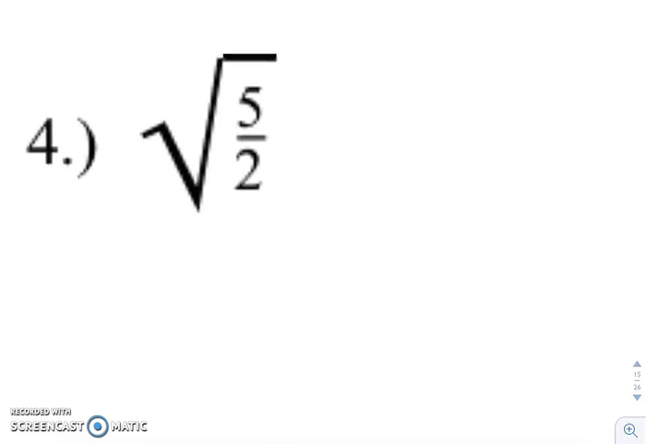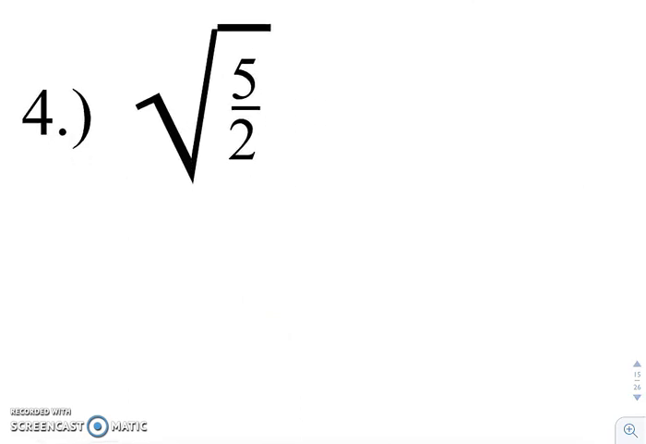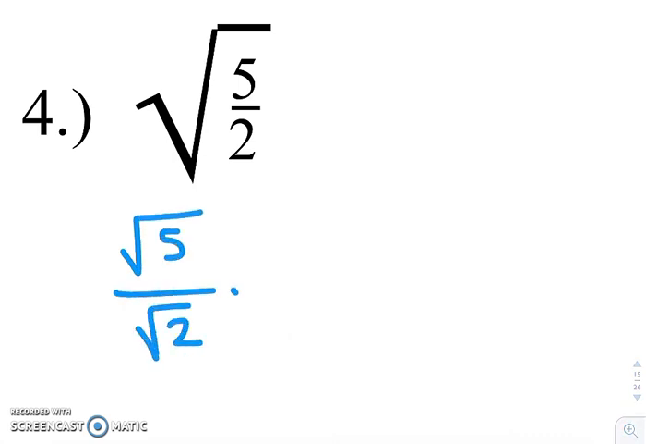For 4 and 5, the square root of 5 over the square root of 2. So I'm going to split these. And this is where you guys want to make that perfect square in the bottom. So we're going to make a perfect square of 4, but you can't just do it to the denominator. You have to multiply the fraction by a value equivalent to 1.